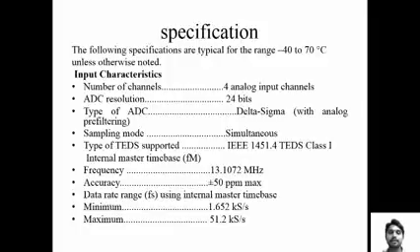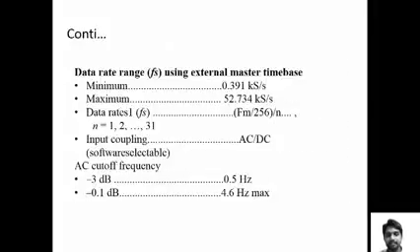The data rate range fs using the internal master timebase is a minimum of 1.62 kilosamples per second and a maximum of 51.2 kilosamples per second. The data rate range fs using an external master timebase is a minimum of 0.391 kilosamples per second and a maximum of 52.734 kilosamples per second. Data rates are fM divided by 256 by n, where n is 1, 2, 3, 4 up to 31.